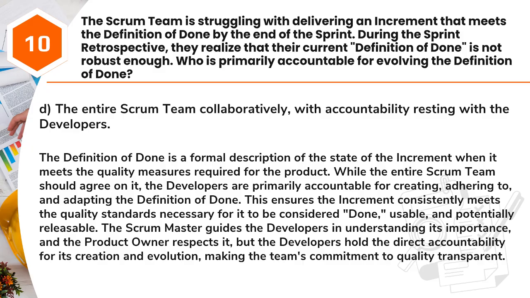This ensures the increment consistently meets the quality standards necessary for it to be considered done, usable, and potentially releasable. The Scrum Master guides the developers in understanding its importance, and the product owner respects it, but the developers hold the direct accountability for its creation and evolution, making the team's commitment to quality transparent.